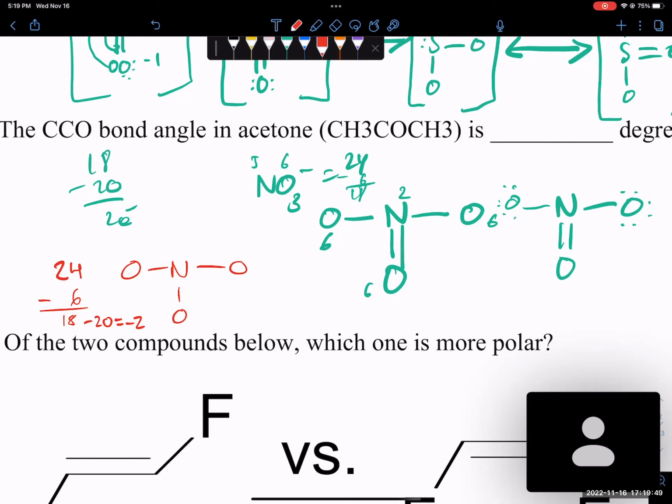That double bond can only go in one place, between a nitrogen and an oxygen, because you can't form a bond between two oxygens like this. You have to do something on the neighboring atom. So that's when we put that there.